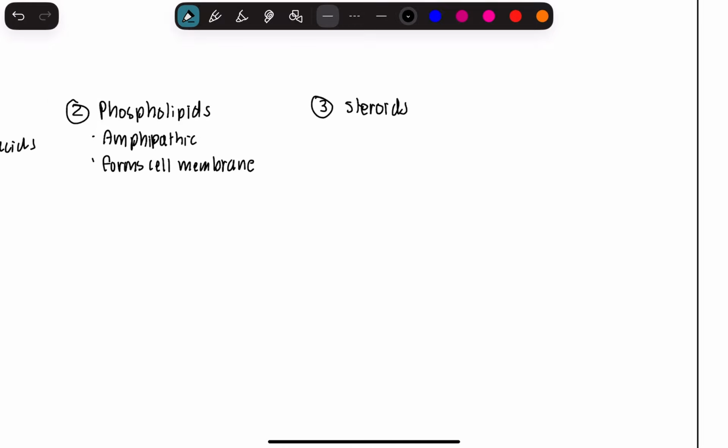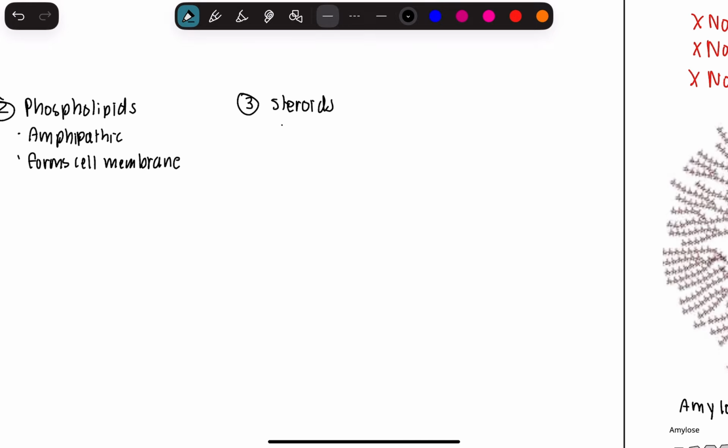Now, our third type of lipid are steroids. You can think about your steroids as 4 fused rings, and your hormones. So think of testosterone and estrogen, and membrane stability. That's going to be cholesterol.